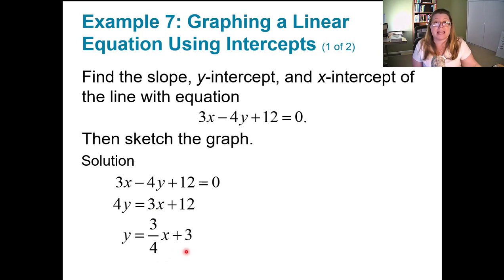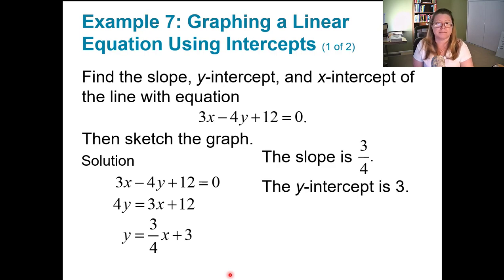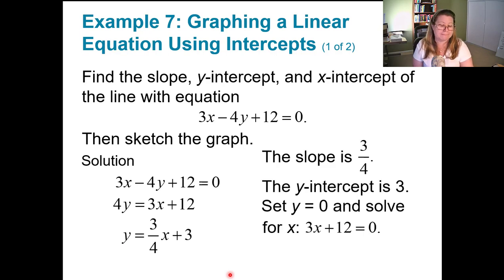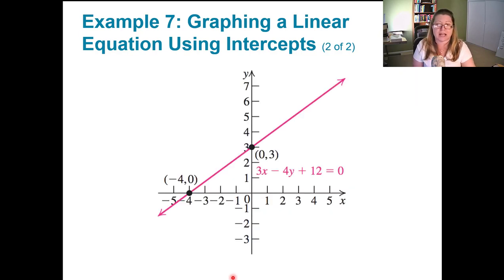Now if I want to find the x-intercept, I have to make y 0 and solve for x. Okay. So the x-intercept is -4. And let's go ahead and sketch it out. Okay. Using my 2 points, my x-intercept is (-4, 0). My y-intercept is (0, 3). And connect the dots. Connect the points.